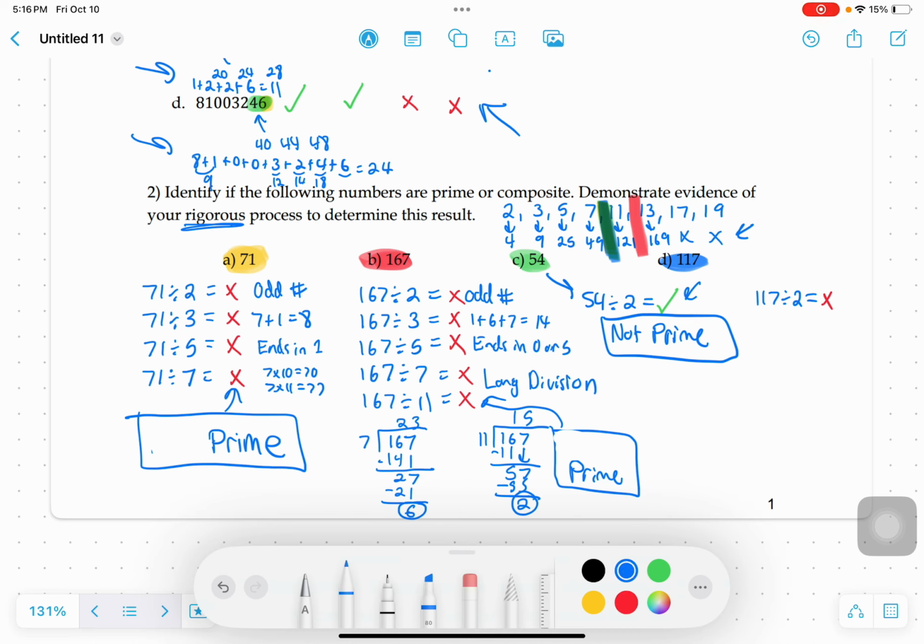All right, let's show my next test. 117 divided by 3. Let's take the sum of the digits. 1 plus 1 plus 7 is 9. That is divisible by 3. I can stop here. My number has already failed to prove that it's prime, so I can say it's not prime. And we're done.